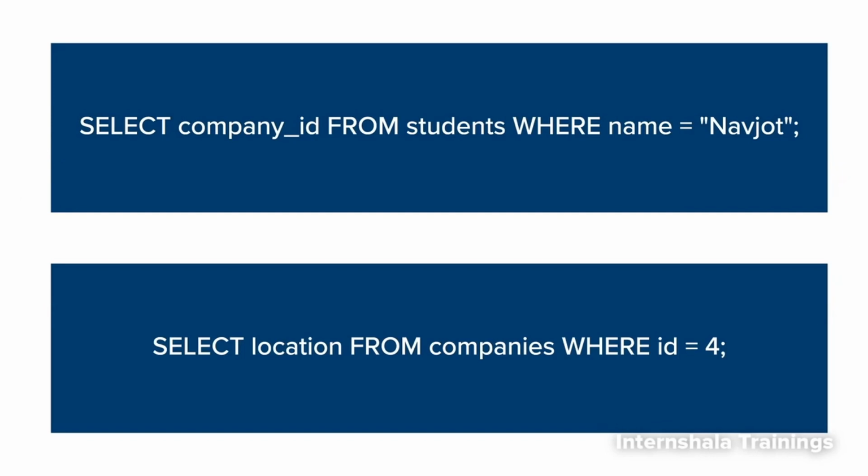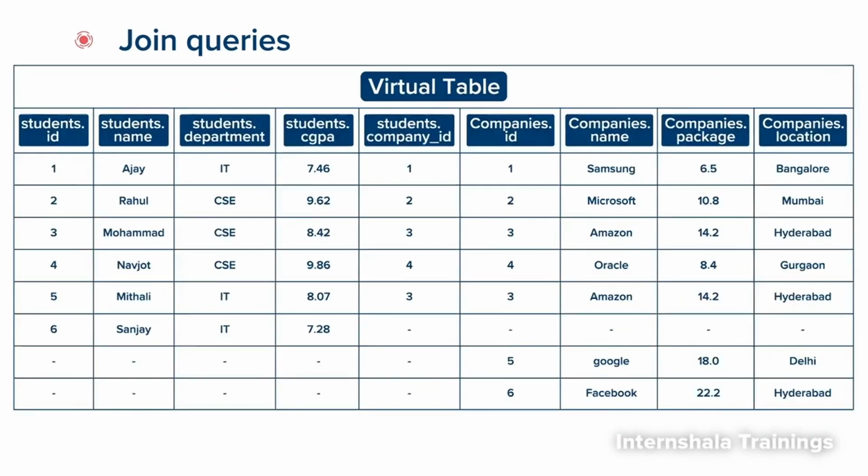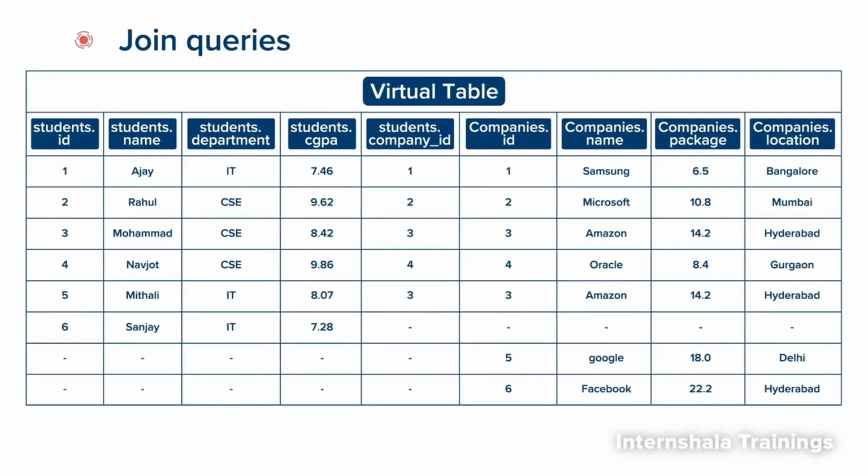So, to simplify things, we have an alternate way to fetch data, and that is using join queries. The idea is to virtually combine all the tables into one big table and fetch the data from the combined table in one go. If you look at this table, you will see the name of the attributes as something.something. This is because in the join query, we refer to any attribute by its table name.attribute name. So, please make a note of it.